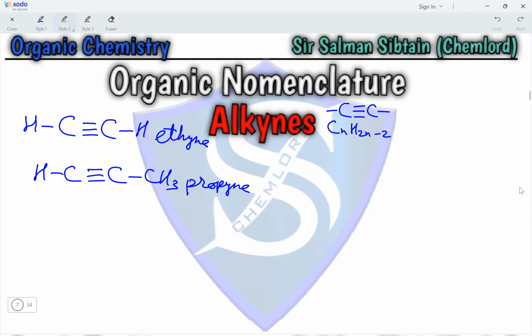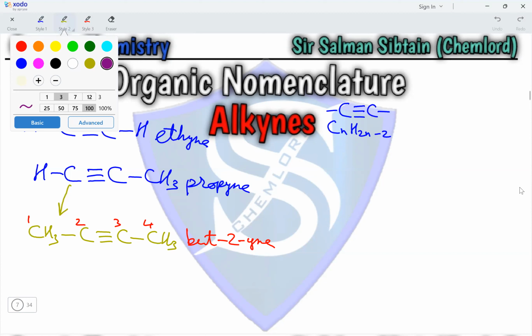So let's introduce a CH3 group on the left. The compound would become CH3, C triple bond C and CH3, and the name of this compound having four carbon atoms would be butane. However, the position of the triple bond is between the second and the third carbon atom. So the name would not just be butane, it would be but-2-yne.